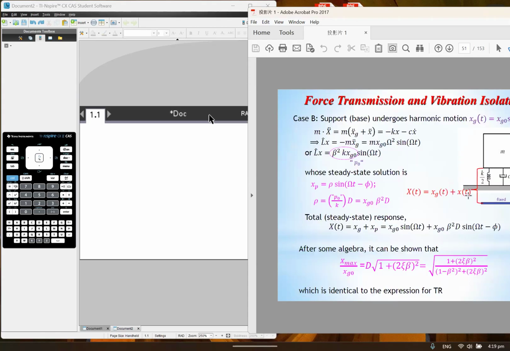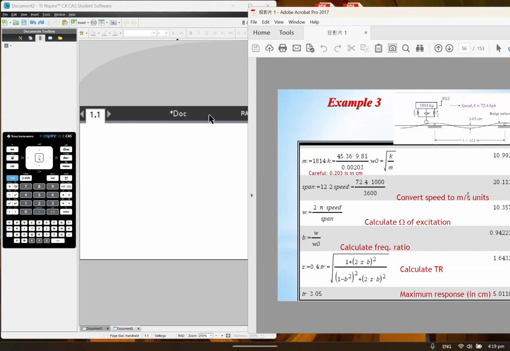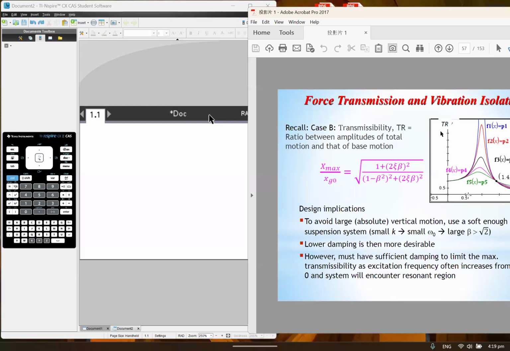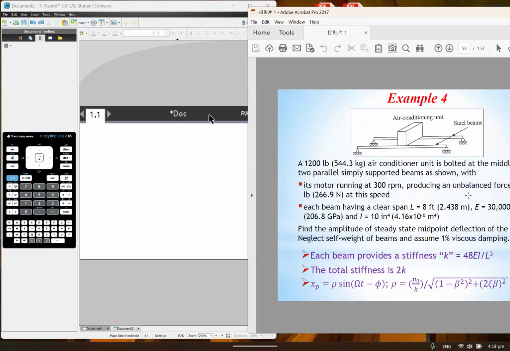So let's look at, first of all, example 4 in the notes, where we have an air conditioning unit resting on top of two beams. And you know the midspan stiffness of each beam being K. So we're trying to push two beams down at the same time. So the total stiffness is twice of that, where EI and L belong to each individual beam.